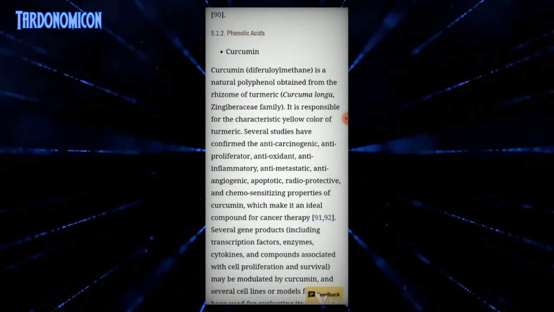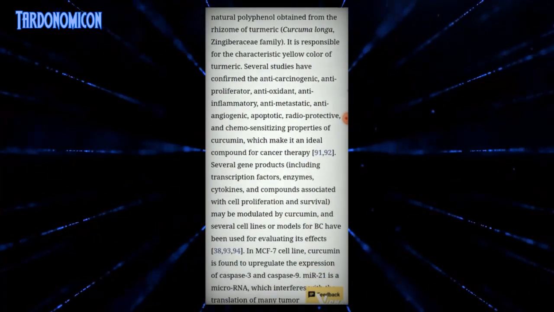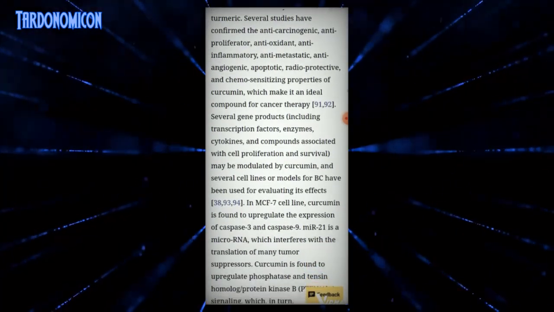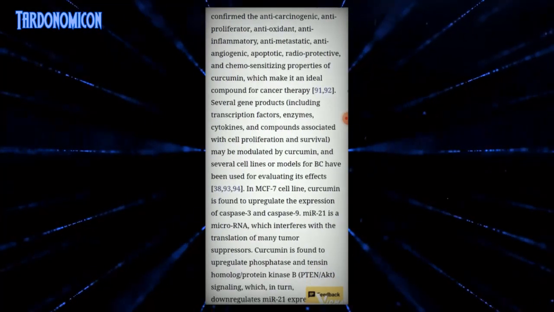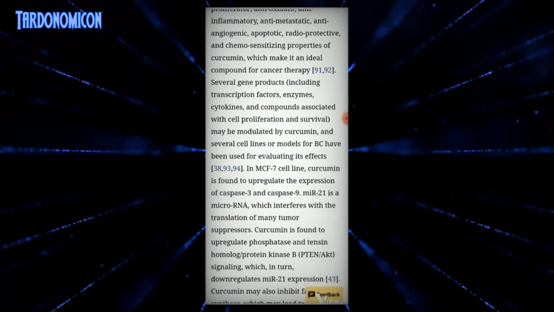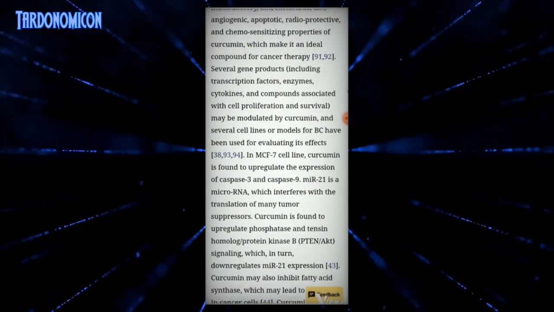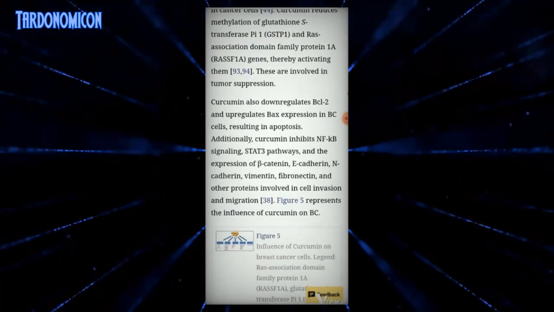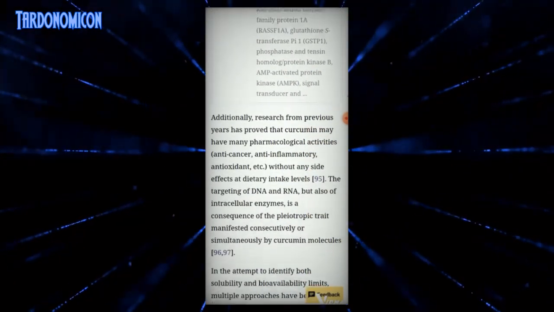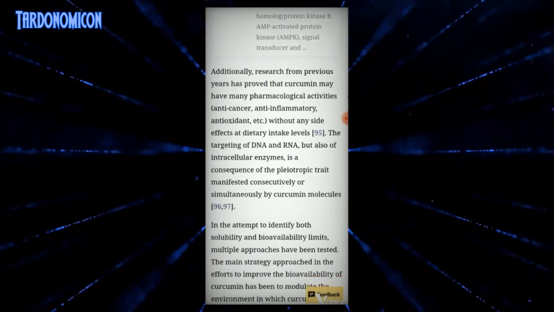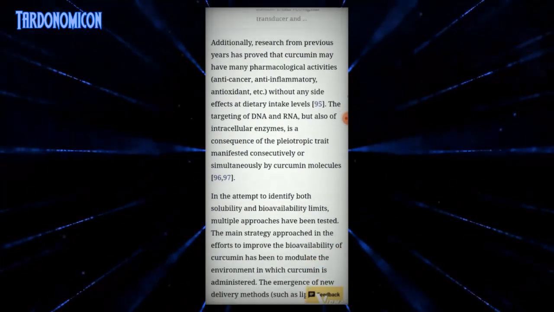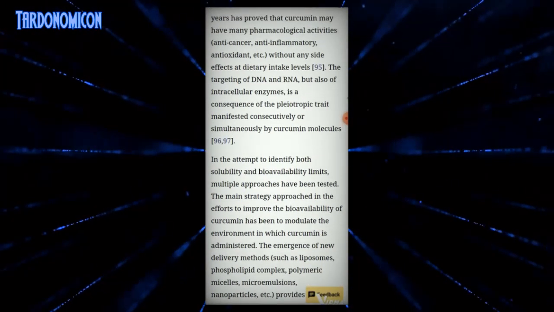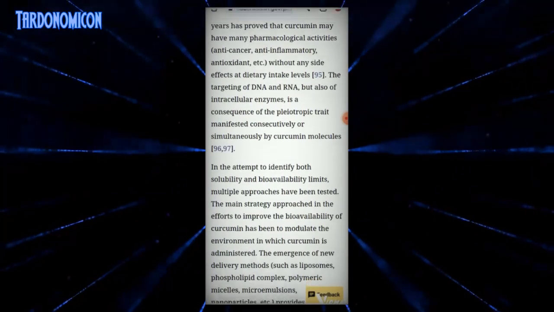Curcumin, which is in turmeric, obviously, is responsible for the characteristic yellow color of turmeric. Several studies have confirmed the anti-carcinogenic, anti-proliferative, antioxidant, anti-inflammatory, anti-metastatic, anti-angiogenic, apoptotic, radioprotective, and chemosensitizing properties of curcumin. Curcumin downregulates these genes here. Additionally, research from previous years has proven curcumin may have many pharmacological activities, anti-cancer, anti-inflammatory, antioxidant, without any side effects at dietary intake levels.